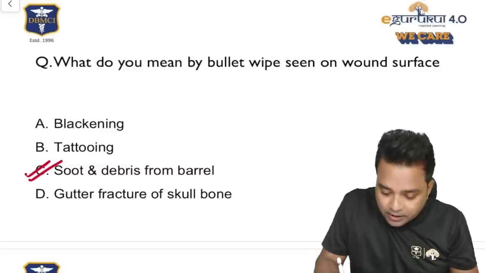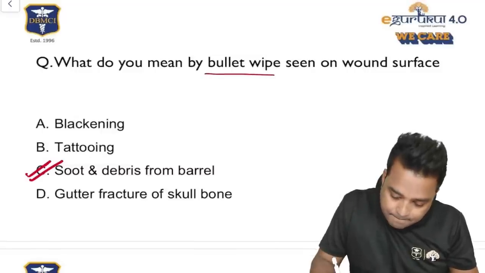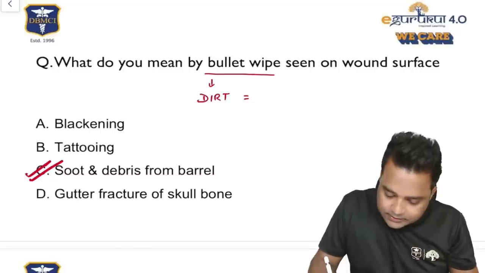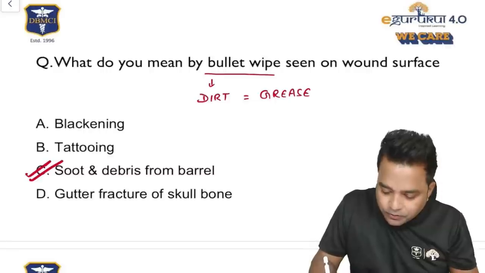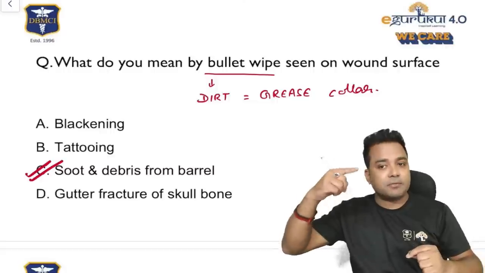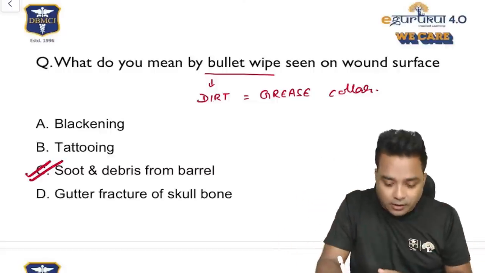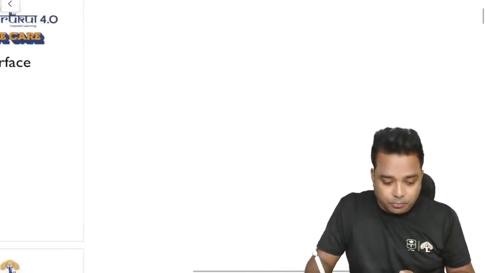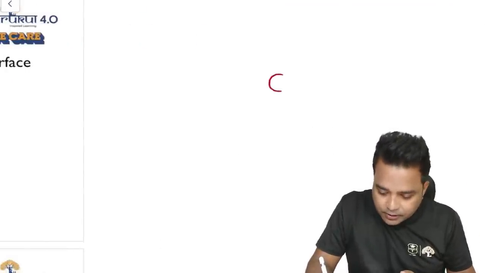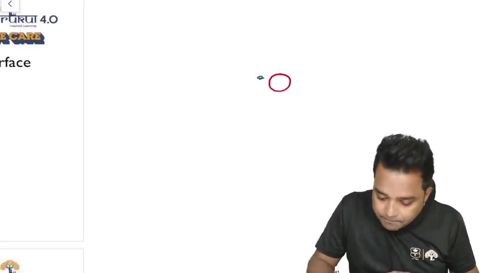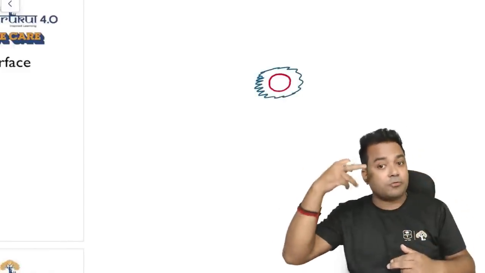So what do you mean by bullet wipe? Another name for bullet wipe is dirt collar, also called grease collar. This you all know. When a bullet comes out from the barrel of a firearm weapon, it will take the grease material with it and it will deposit around the entry wound. So what is the prototype of a rifled entry wound? Let us just quickly revise. In the center, you will see a round entry. This will be surrounded by black color grease material. This grease was brought by the bullet from the barrel when it was coming out from the barrel.